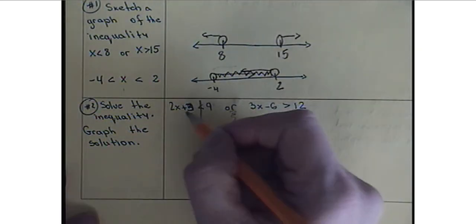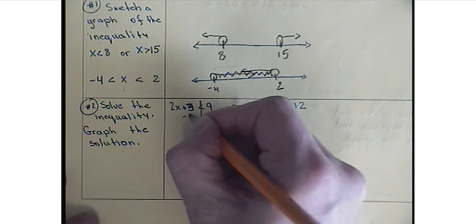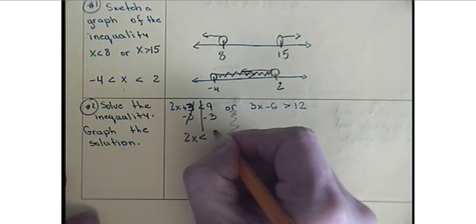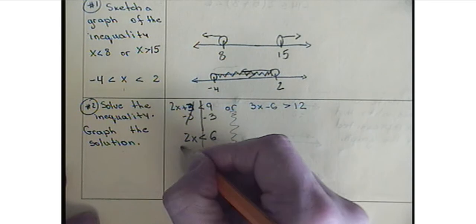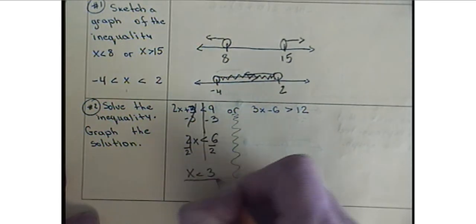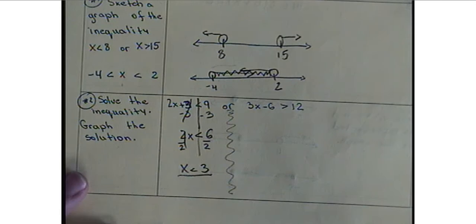So 2x plus 3 less than 9, we subtract 3 from both sides. This 3 cancels. 2x less than 6. Final step will be to divide by 2. So x is less than 3. That will be the first solution.